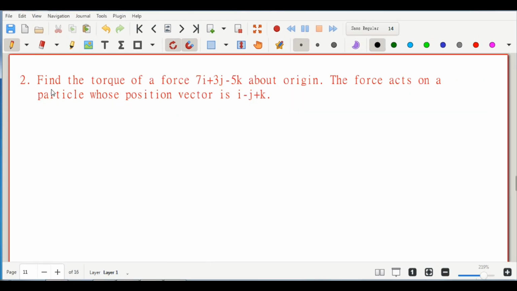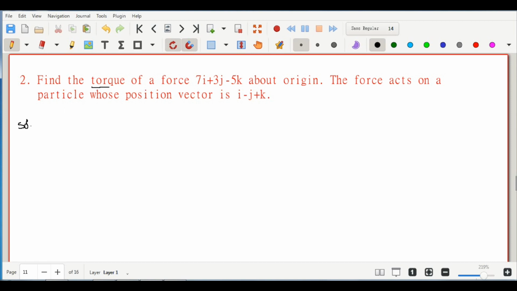Okay. Question is, find the torque of a force 7i plus 3j minus 5k about origin. The force acts on a particle whose position vector is i minus j plus k. So we have to find the torque.